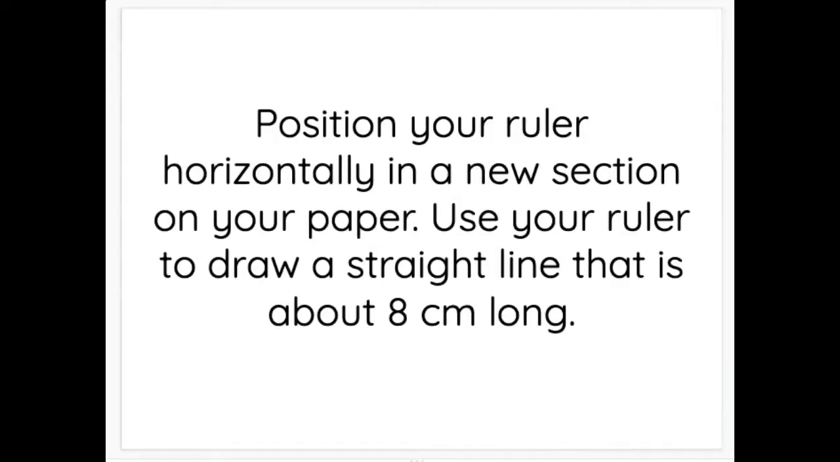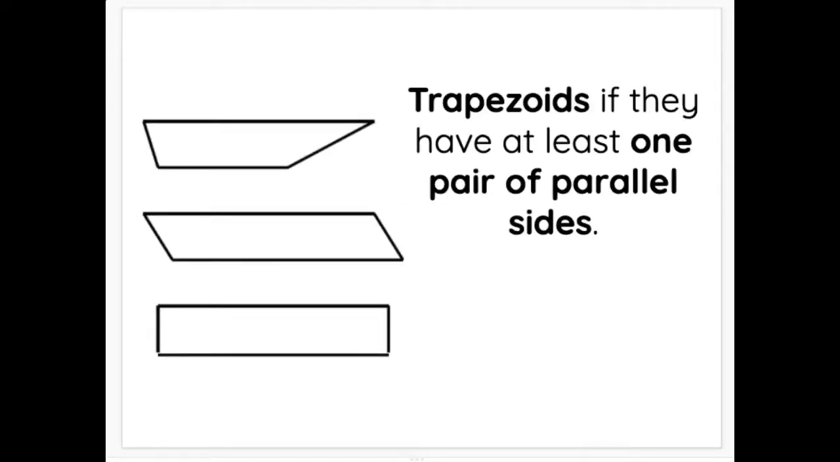The shape we're going to make is a trapezoid. So let's read that word together. Trapezoid. Trapezoids have at least one pair of parallel lines. So if we look at these shapes, these two lines will never touch if they keep going, but those two will. So they don't have two sets of parallel lines, just one pair of parallel lines.